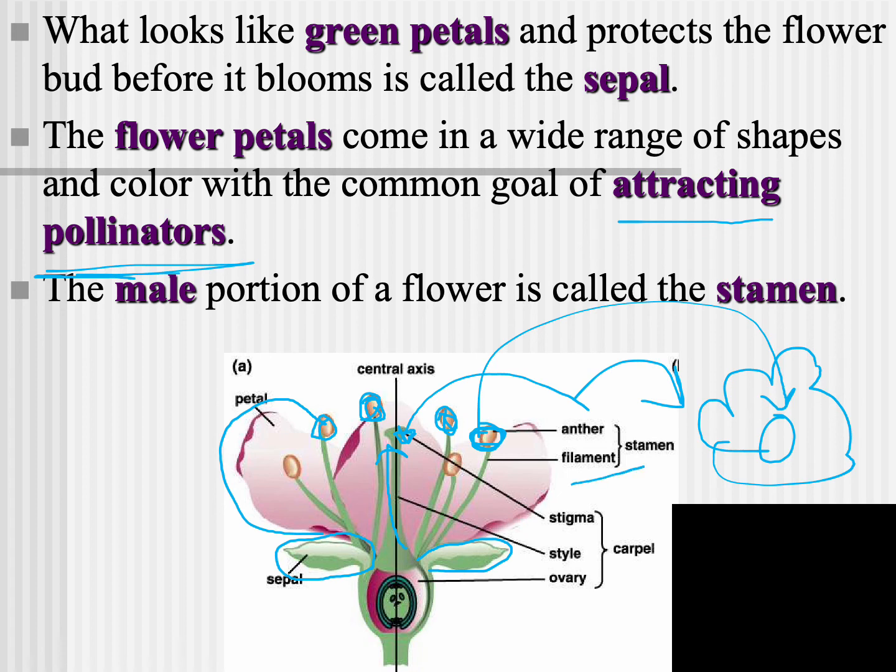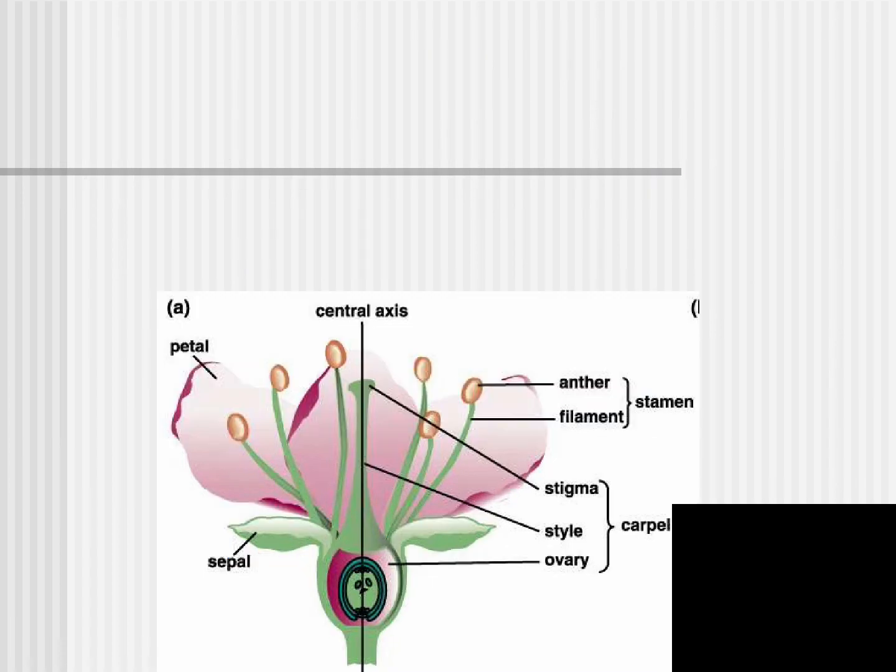The male portion of the flower is called the stamen. So here you can see there's 1, 2, 3, 4, 5, 6 stamens. So this should give you the idea that this is a monocot because the male flower parts are in groups of 3. It's not just the petals, but also the male and female flower parts.